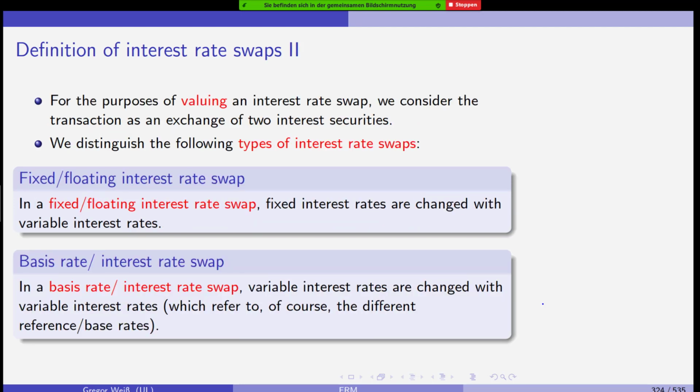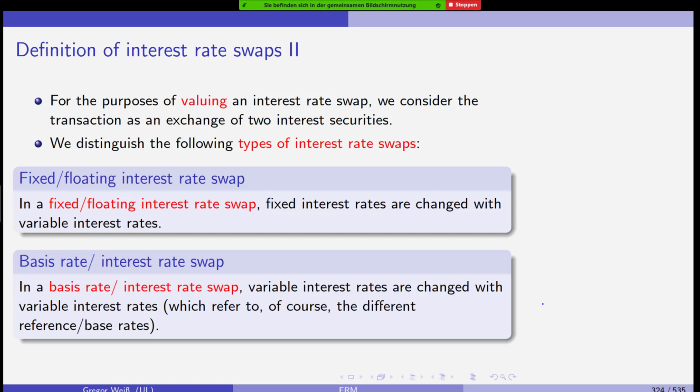Now, for the purposes of valuing and pricing an interest rate swap, let's consider the transaction as an exchange of two interest securities. So we distinguish the following types: fixed floating interest rate swap. In a fixed floating interest rate swap, the fixed interest rates are exchanged for variable interest payments.